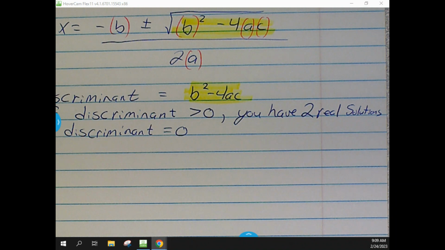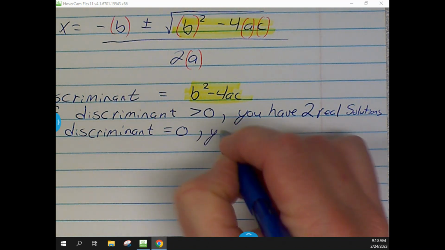All right, what if the discriminant is equal to 0? You take the square root of 0, what's the square root of 0? It's 0. So what happens? There is no plus or minus 0, right? Because if it's plus or minus 0, it doesn't matter. It's still just 0, so you don't have to worry about the plus or minus. So in that case, you only have one solution.